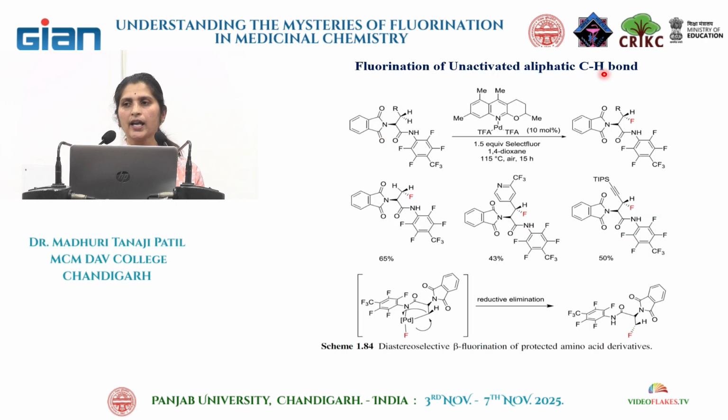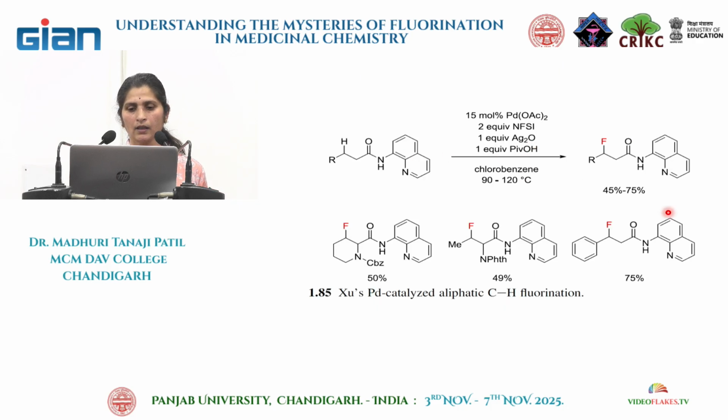Fluorination of unactivated aliphatic C-H bonds. If your C-H is not activated, if it is not at the alpha position of a carbonyl, it is not acidic, and if it is not at a benzylic position, then what to do? For that kind of reaction also you can do fluorination, and here there is an example where this hydrogen was displaced using this fluorine reagent, again Selectfluor.